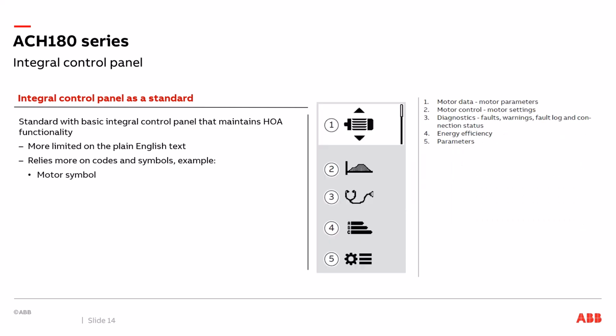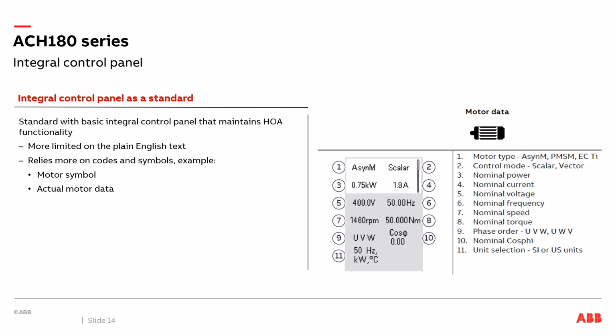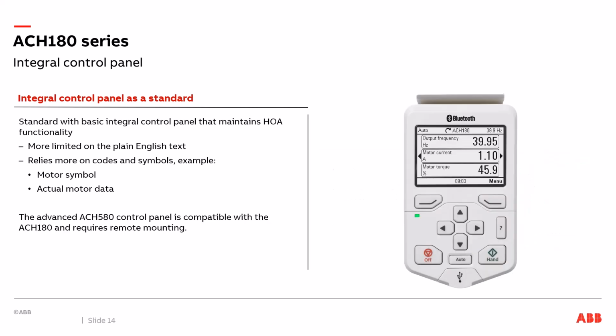I'm going to take a look here, and there's a lot of symbols that also get used. So where you see that number 1 on the right side there, that's a picture of a motor. So if I selected the motor image, that's going to take me into the motor data, the motor parameters. If I hit OK on that, went another level deeper, it would look like this image right here. So I can see, hey, it's an asynchronous motor. It's in scalar mode. It's 0.75 kilowatts, it's 1.9 amps, it's a 400 volt motor. These are all things that have been configured for that motor when programming that drive. So you can still kind of figure it out. It's just not quite as clean as the full function alphanumeric ACH580 control panel.